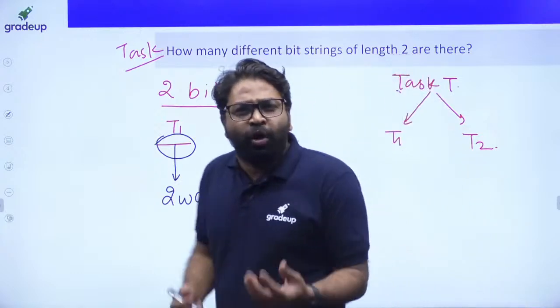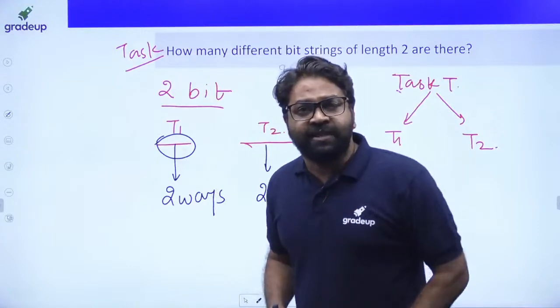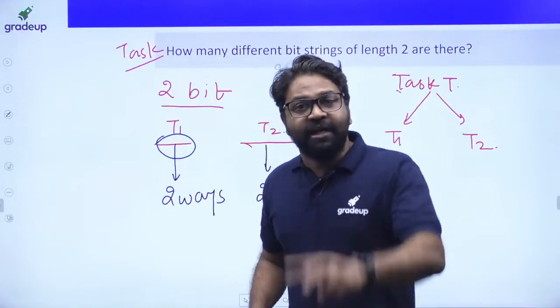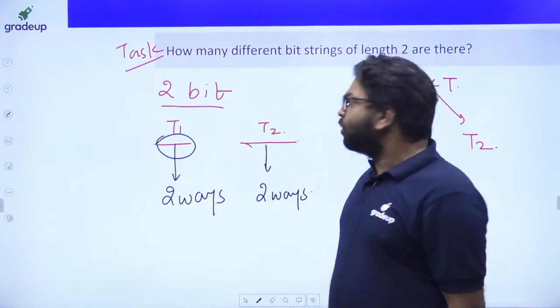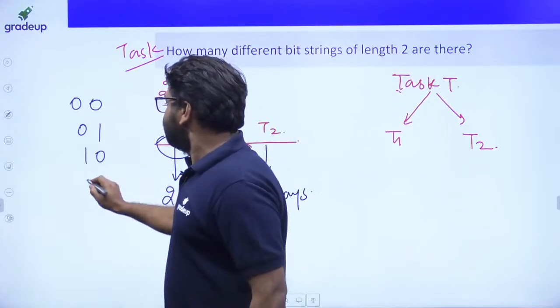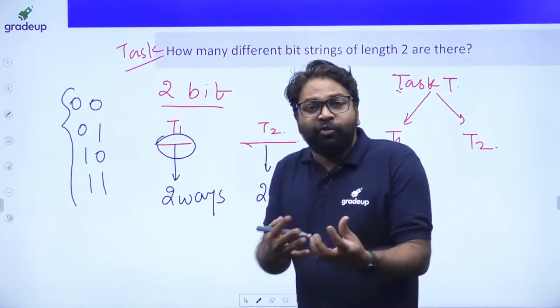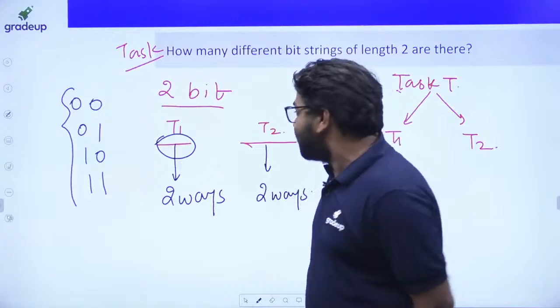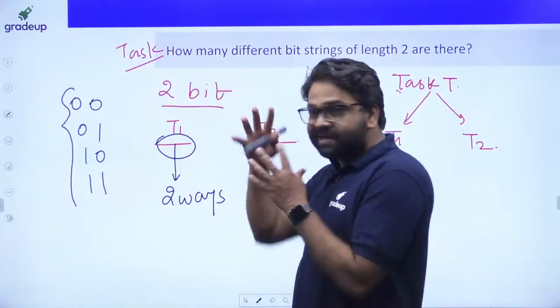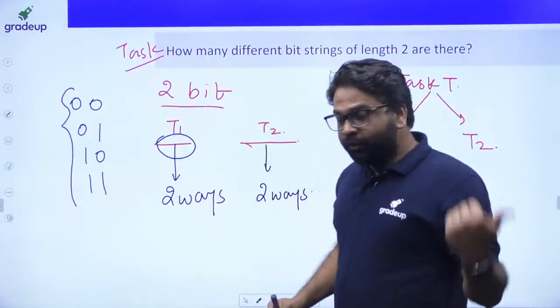Sir, what is this? What are you trying to explain? I am not trying to explain anything. Let me ask very straightforwardly: how many codes can you generate if I give you 2 bits? So you will say, okay sir, 2 bits, so I will write 0 0, 0 1, 1 0, and then 1 1. I am trying to explain the inside story of that. And what is that inside story? Task T divided into T1, T2. For T1 there are 2 ways, for T2 there are 2 ways.